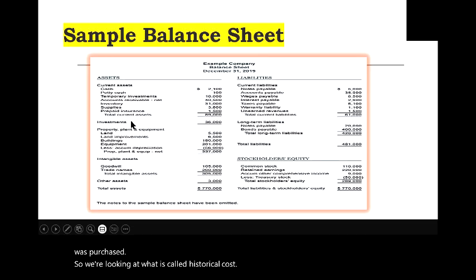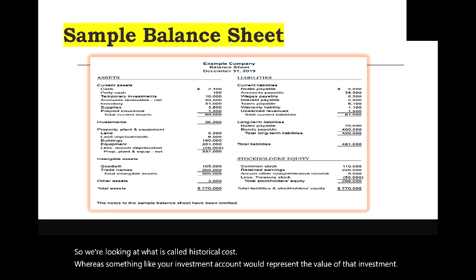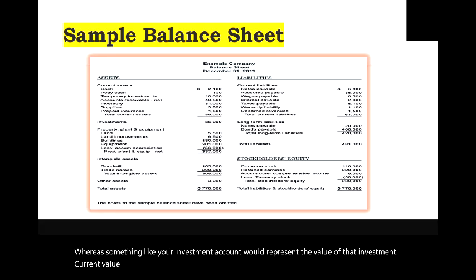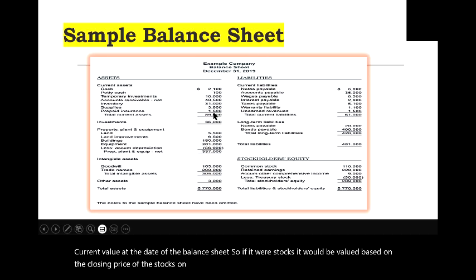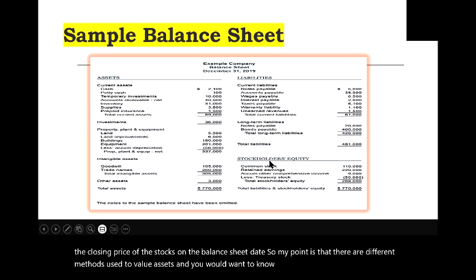Whereas something like your investment account would represent the value of that investment, current value at the date of the balance sheet. So if it were stocks, it would be valued based on the closing price of the stocks on the balance sheet date. So my point is that there are different methods used to value assets, and you would want to know which method is being used.